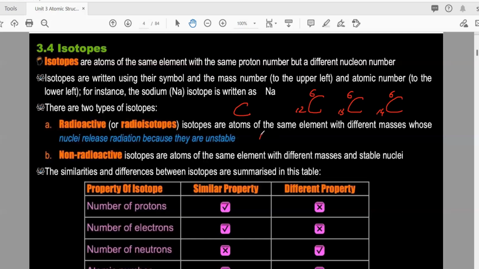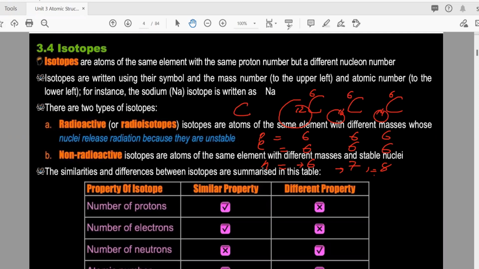If I say protons, all of them have 6 protons. If I say electrons, 6 electrons, 6 electrons, 6 electrons. If I talk about neutrons, 6 neutrons, 7 neutrons, 8 neutrons. So everything is the same in all the atoms, but only the neutron number is different. Due to the different neutron number, they have different mass numbers: 12, 13, 14. So these are known as isotopes.